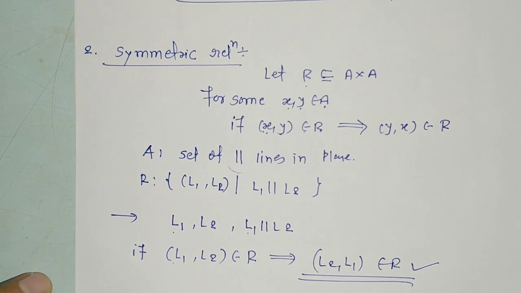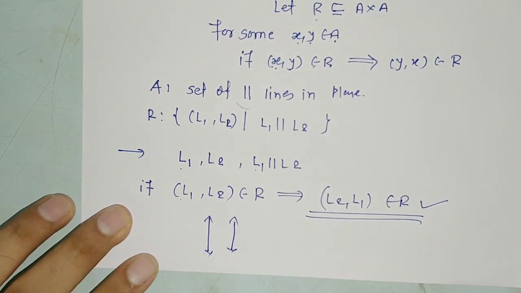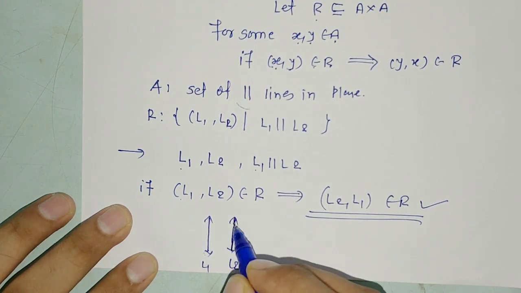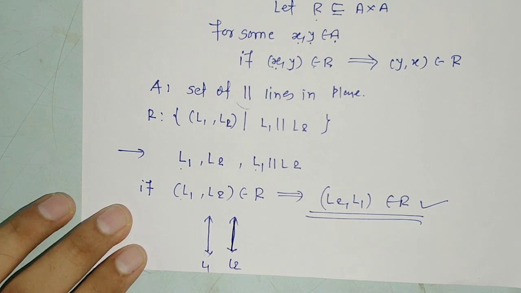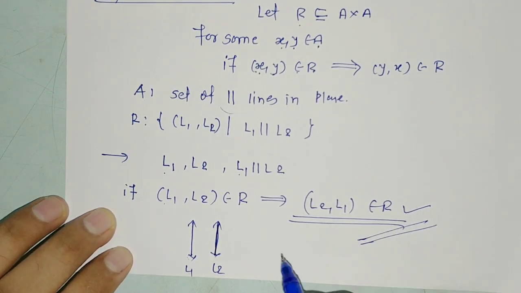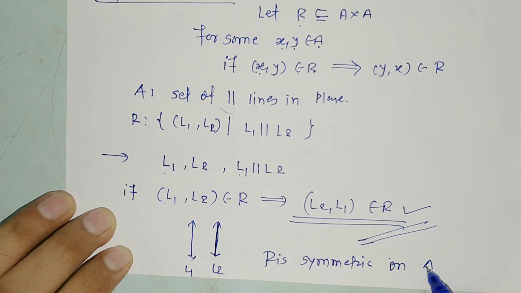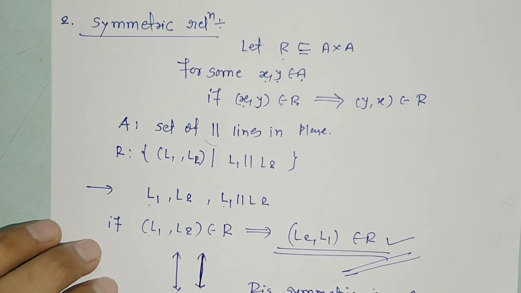Observe that if I take two lines L1 and L2, sorry, my geometry is not that good, L1 and L2 are two lines. So L1 is parallel to L2, yes. So one can say that L2 is parallel to L1, right? So (L2, L1) is in R. So R is symmetric on A. I think the symmetricity of relation is clear to you.